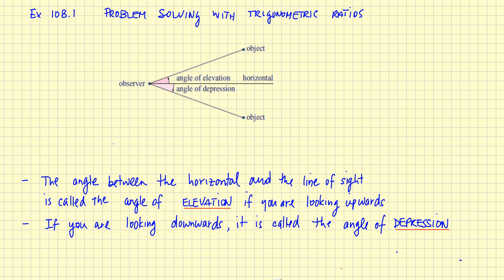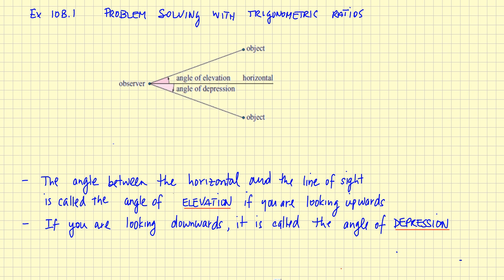With respect to the observer, we can either be looking at things at a level of elevation, or at a level of depression, and that is always going to be with respect to the horizontal. So if I am looking upwards, I'd be looking at an angle of elevation with respect to the horizontal. And if I was looking downwards with respect to the horizontal, I would be looking at an angle of depression.